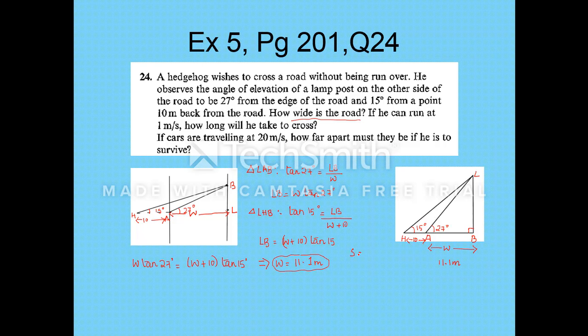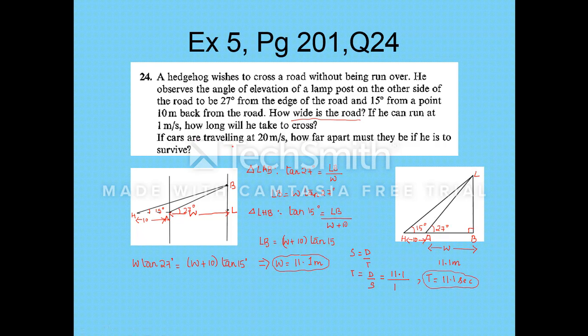So this is a simple question of speed, distance and time. We know speed is always equal to distance travelled over time taken. Here we need to find out the time, so we can say time is equal to distance travelled divided by the speed. The distance travelled is obviously the width of the road, so that is 11.1, and the speed is given to be 1 meter per second. So the time taken will be 11.1 seconds. So that's the answer to the second part of the question.